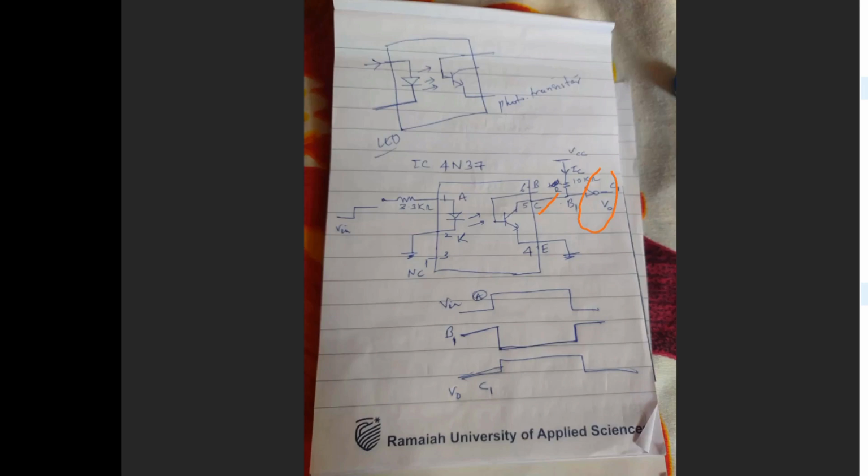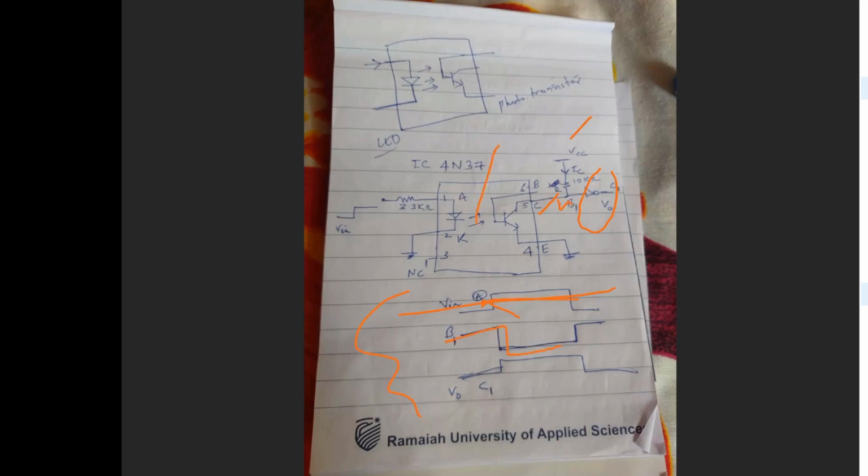So what happens, when it starts conducting, there is a voltage drop across the kilo ohm resistor. That's why the potential at B1 goes down. This is what is shown in your last waveform: whenever the V input is high, the light starts coming out and this starts working. At that time the potential at B1 goes down, and it remains down as long as V in is high.